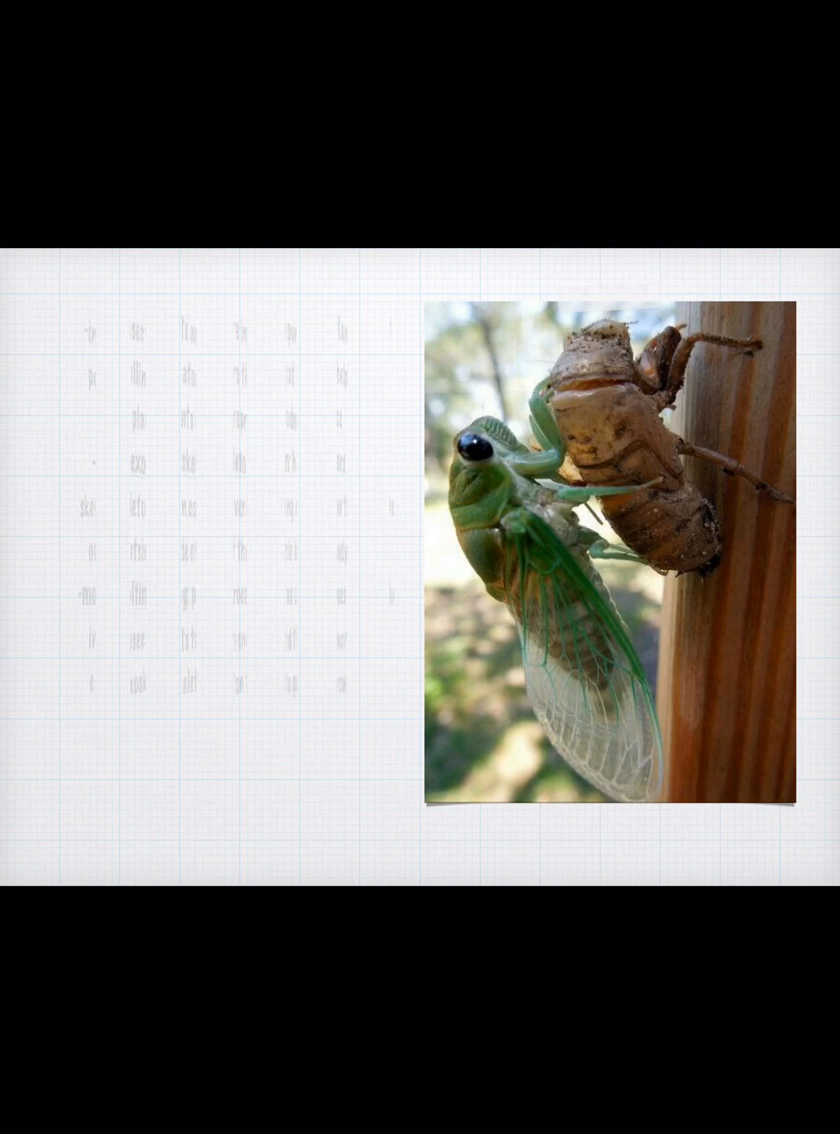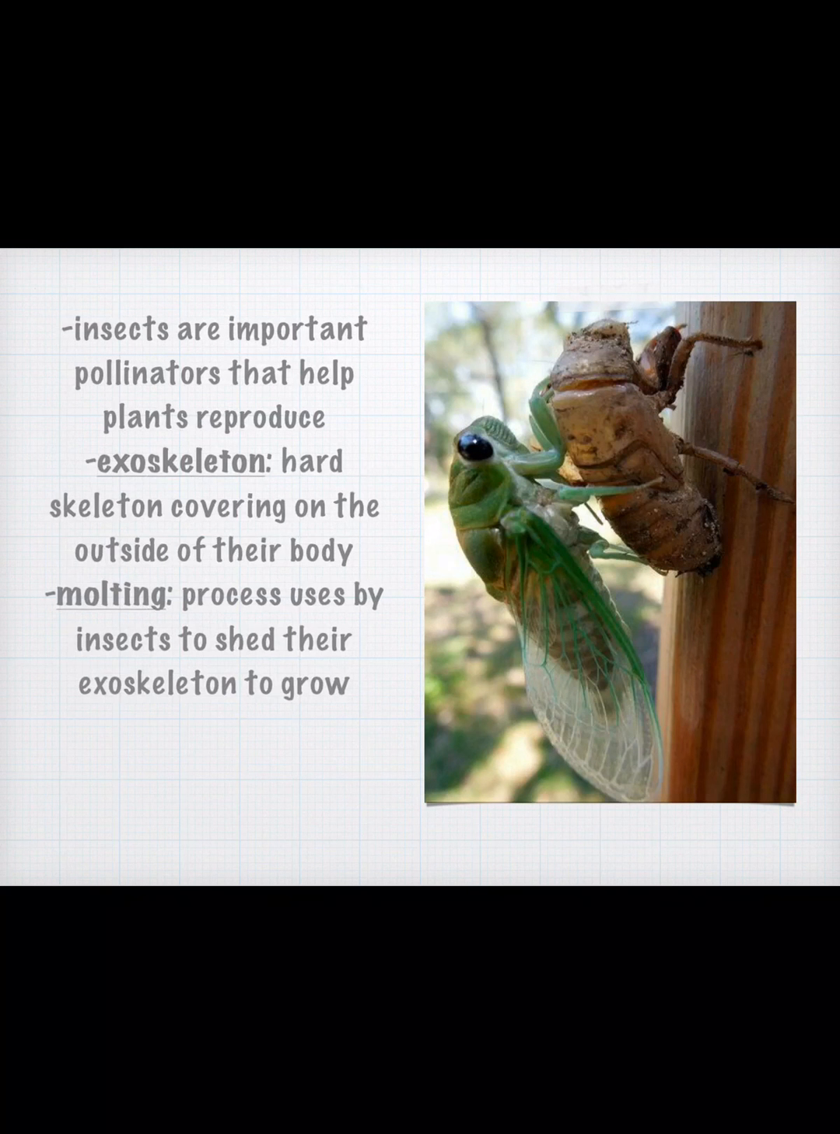Now this is kind of gross. Insects are important pollinators. We talked about this a little bit in the plant section. Plants cannot move, so if they want to spread their pollen and make more seeds, they need somebody else to do it. Insects and birds are the prime pollinators, or animals that carry pollen from one plant to another plant.